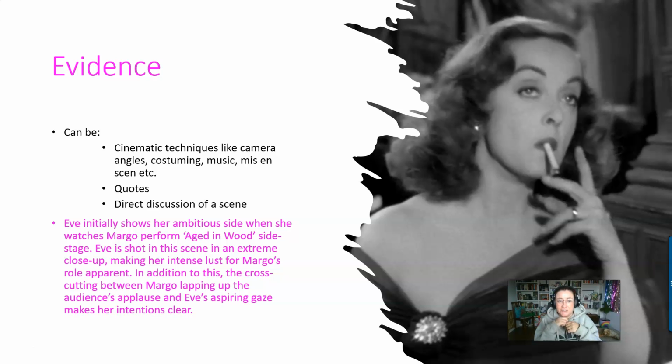Eve initially shows her ambitious side when she watches Margot perform in Aged in Wood side stage. Eve is shot in this scene at an extreme close-up, making her intense lust for Margot's role apparent. In addition to this, the cross-cutting between Margot lapping up the audience's applause and Eve's aspiring gaze makes her intentions clear. Okay, so what I've done there is I've got some discussion of camera angles, the extreme close-up, and some discussion about acting, so the facial expressions, and then some editing, where I'm talking about the cross-cutting between Margot and her.